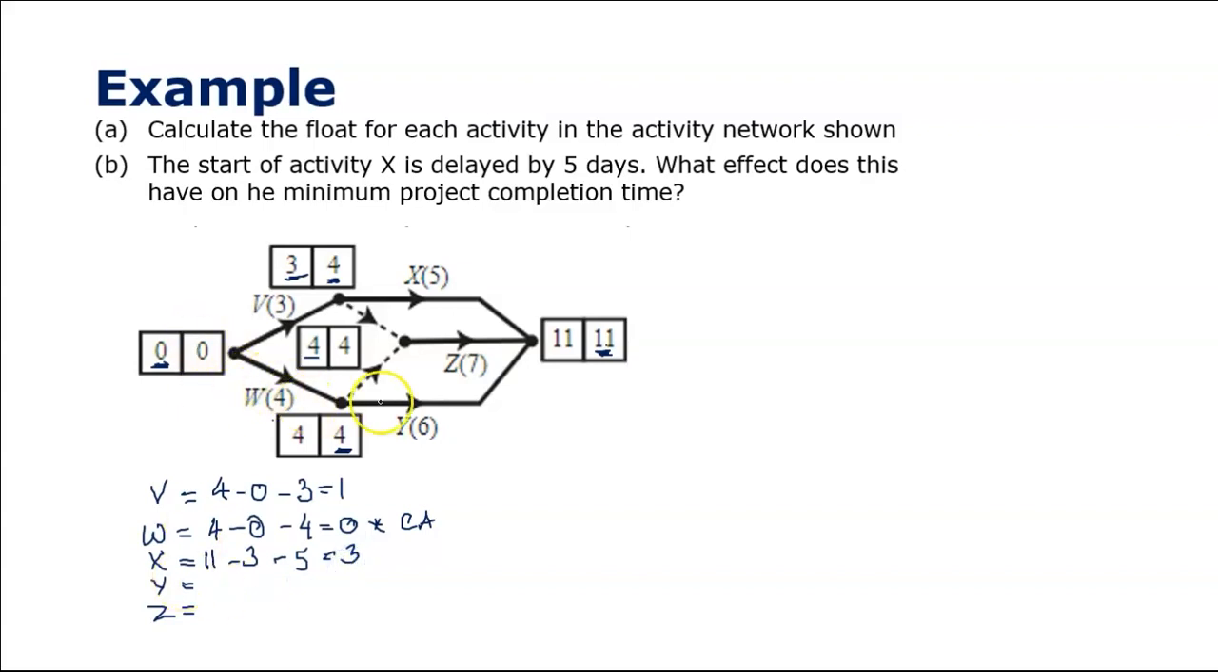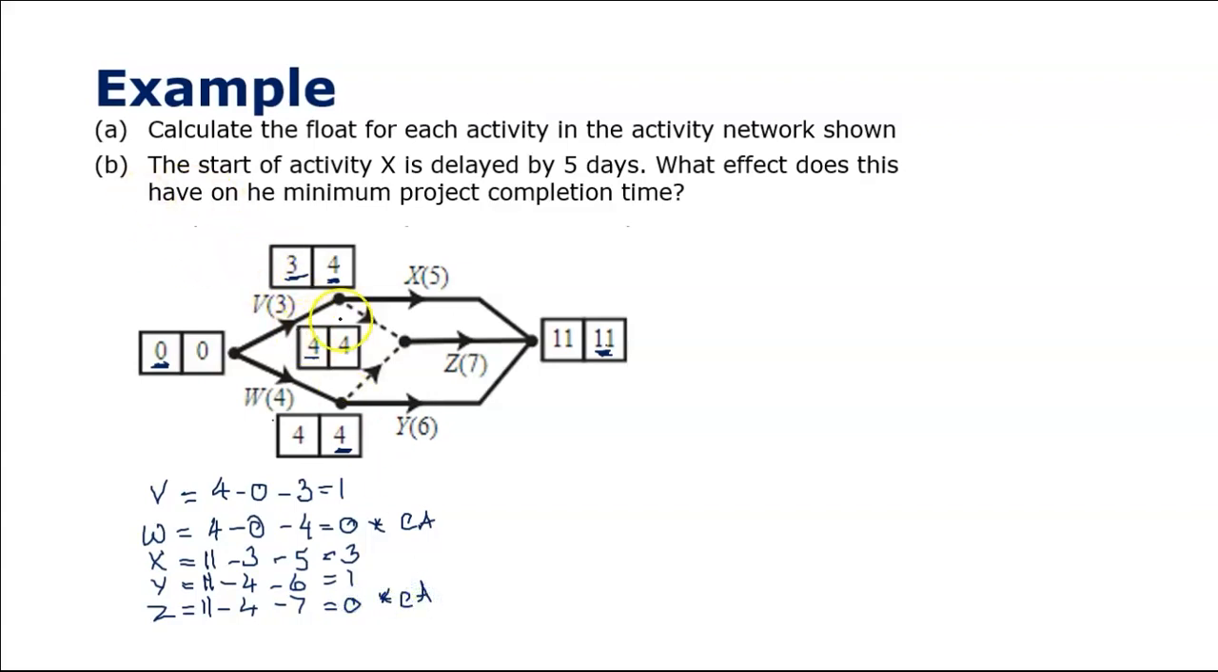The Y, well, now what's the Y? That's the 11 take away the 4, and then take away the 6. So I reckon that's 1. And the Z is 11 take away the 4, and this one should be a critical activity, and it's got to take away a 7, which is 0, so that is a critical activity.